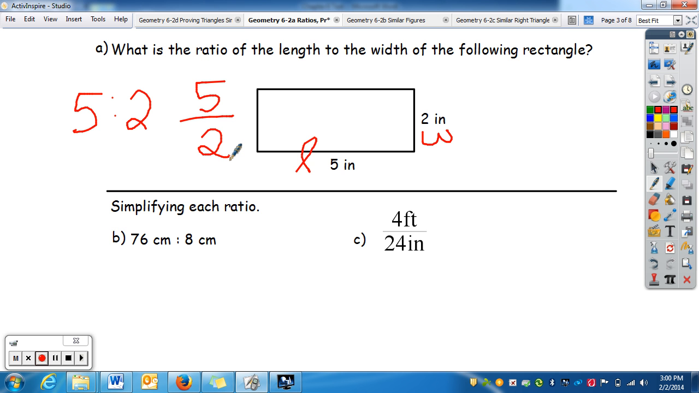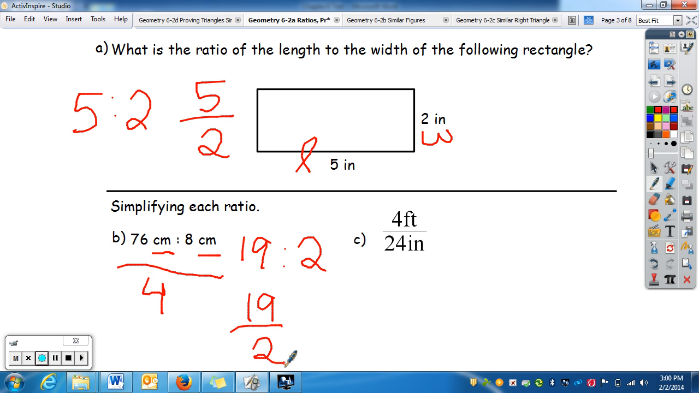So on the bottom, we need to simplify ratios. First, when we want to simplify ratios, they need to be the same unit. So on B, we have 2 centimeters. Then we're allowed to simplify by dividing both by the same number. They are both divisible by 4, so I can simplify that ratio. 4 divided by 76 is 19:2. Or you can write it as 19/2. It can be written as fractions or with a colon.